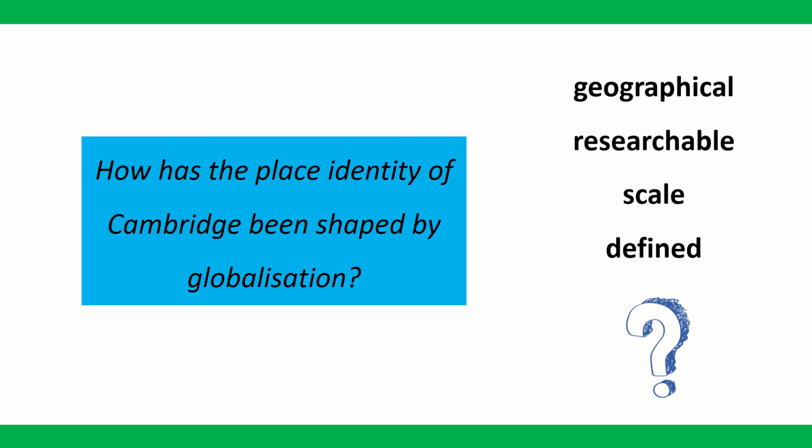And is it defined? Well, the key concepts are defined, but perhaps there will be particular aspects of place identity that you may want to have a look at. Can you also establish whether it has been shaped by globalization, or do you need to consider other factors that may have influenced Cambridge's place identity as well? But again, this could potentially be a good question with a little bit more work.